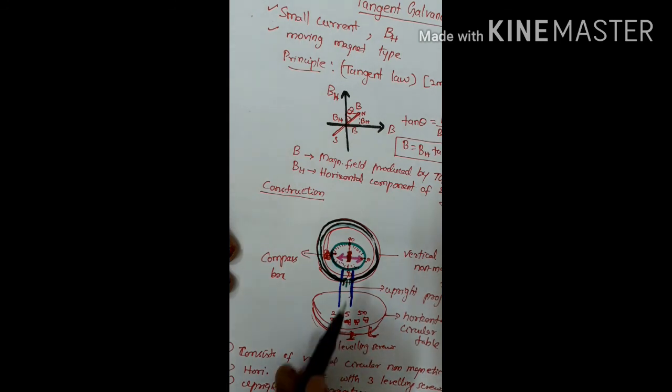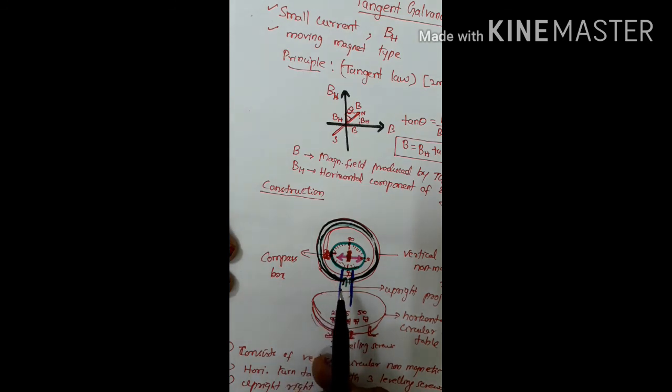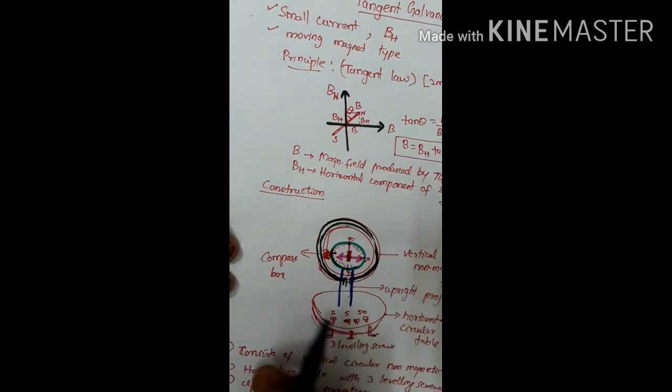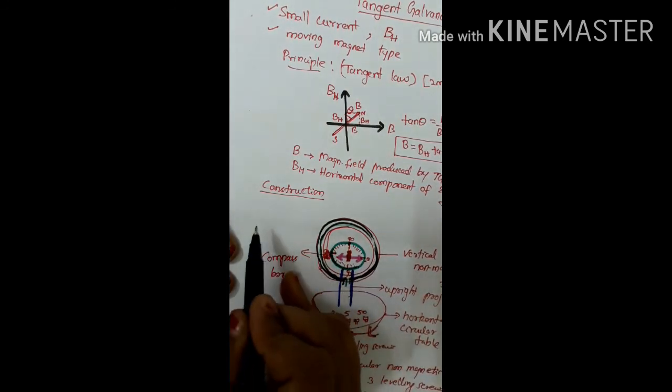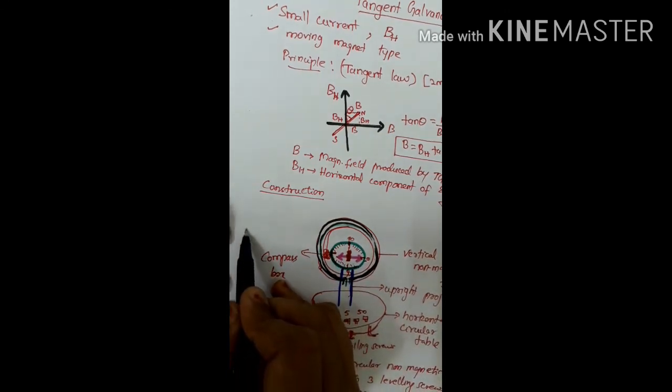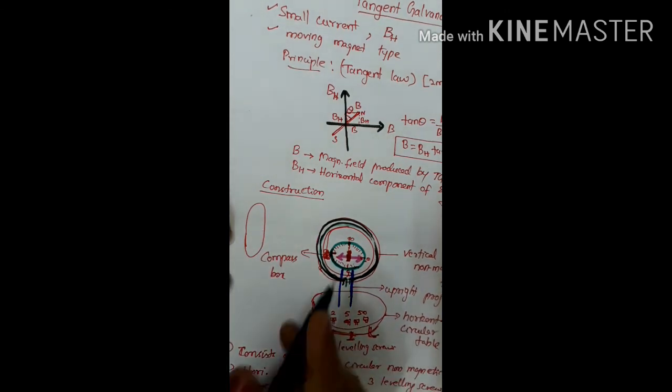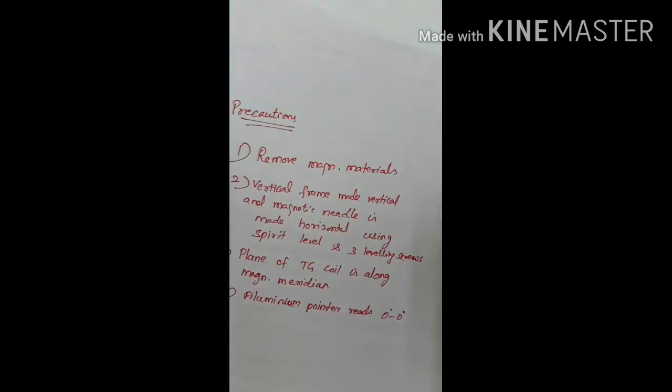And the fourth one is the plane of the coil, which you are seeing like this, right? The plane of the coil should be kept along the north-south direction. If you place the vertical frame in the north-south direction, it will appear like this, children. The plane of the TG coil should be along the magnetic meridian, and the aluminum pointer should read 0 0. So all these 4 precautions have to be taken before using the TG coil. I hope you understood about TG coil, children. Thank you.